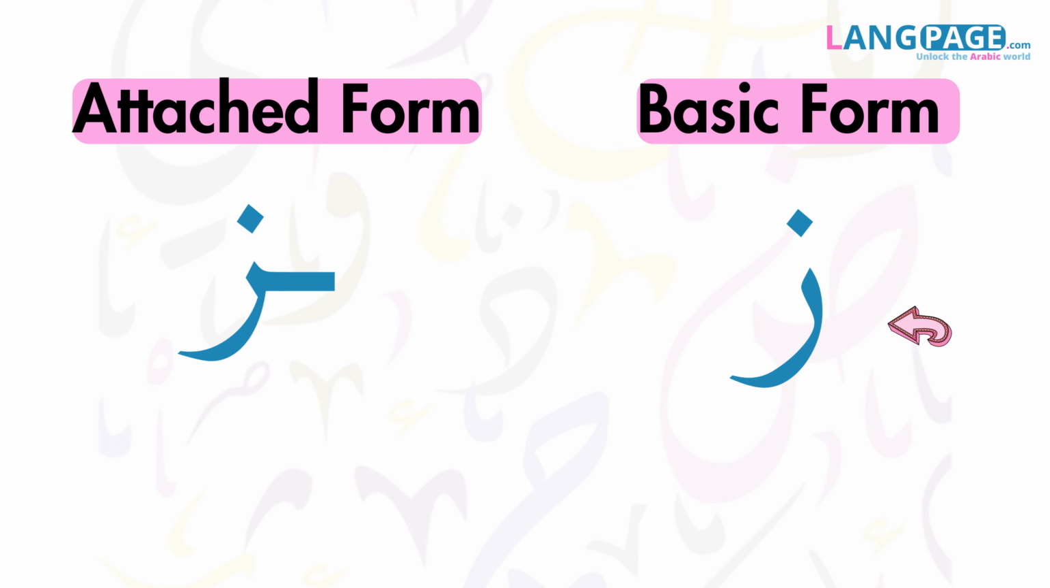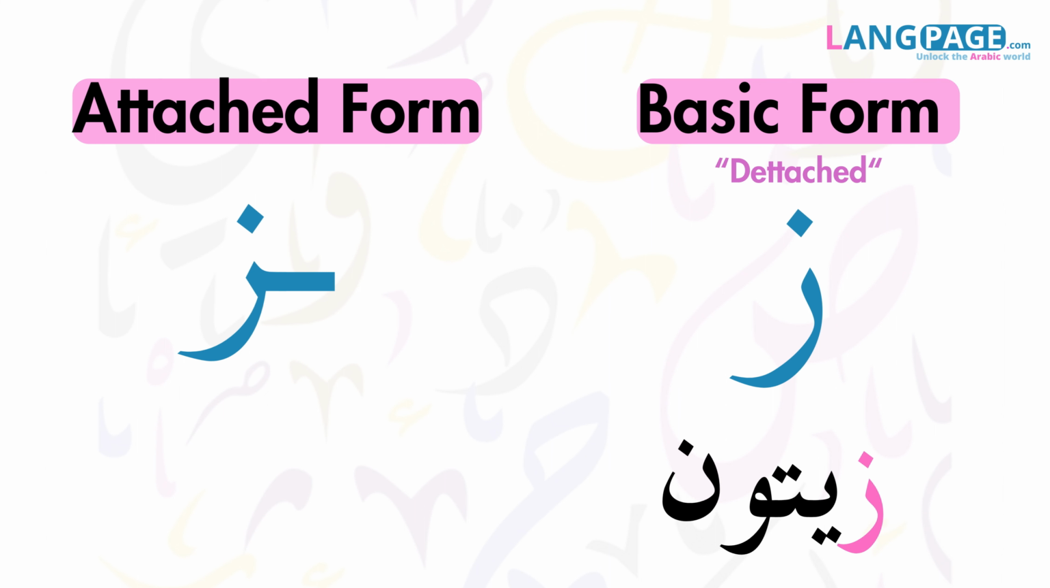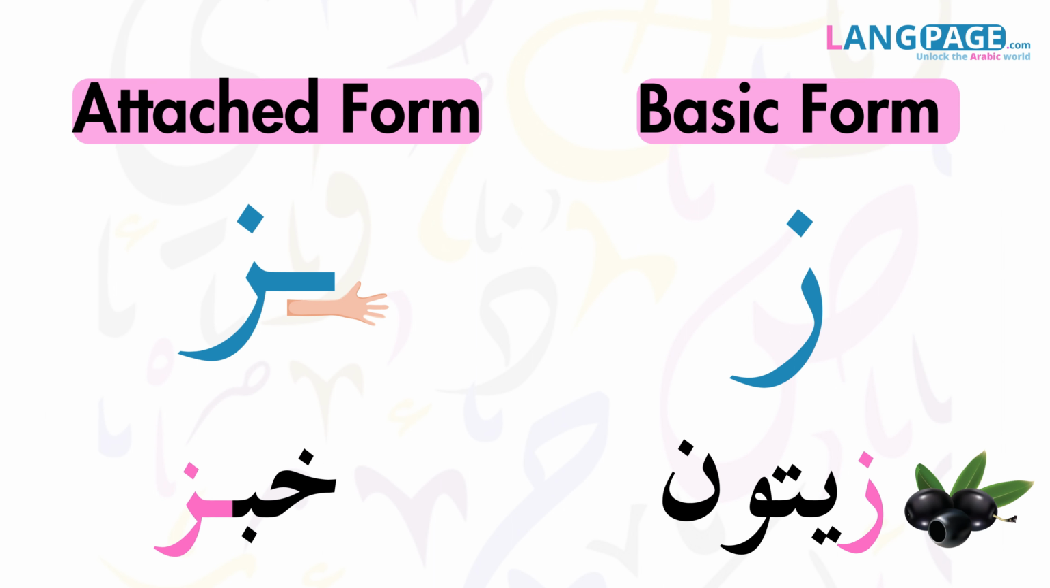The first form which I have is the basic form, which we call detached, which has no hand from right or left, like in the word zaytun, which means olive. The other form is attached Zai, which has one hand from the right as well, just to be attached to the previous letter, like in the word khubz, which means a bread.